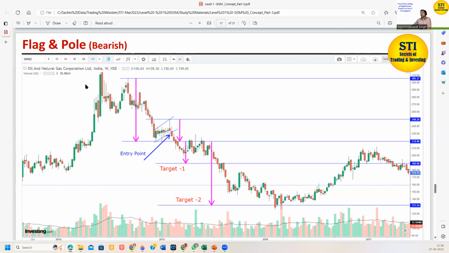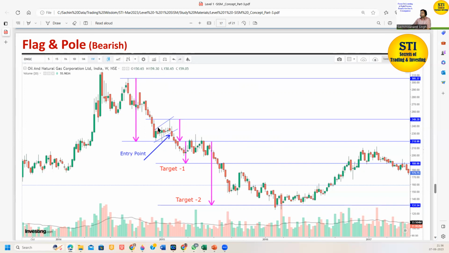The example we are looking at is on the weekly time frame, which means it is a little longer term view. Someone who identifies this kind of confirmation pattern, when the sideways move is happening, may decide to take an entry. In this example you can see the flag is a rectangular shape, a little bit tilted.